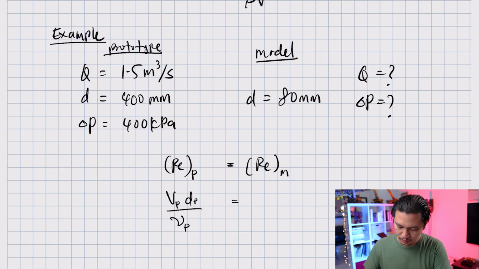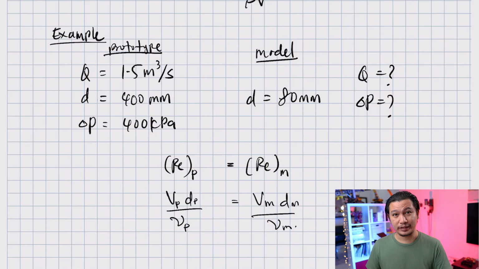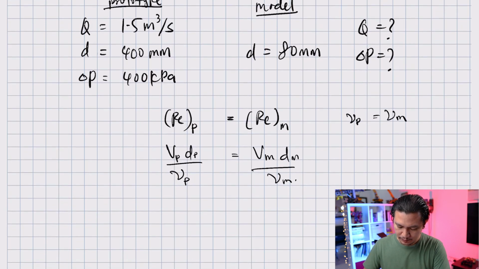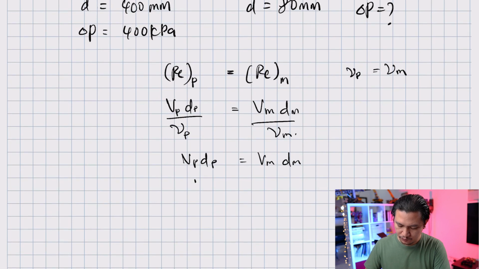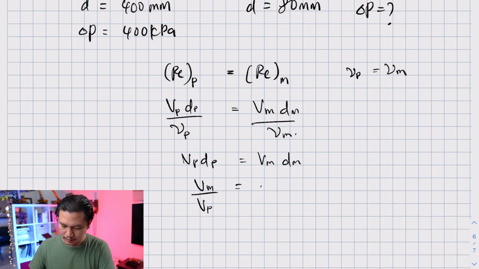And this is equal to velocity of the model times diameter of the model divided by viscosity of the model. And if we are using water, it doesn't matter whether it's the real scale or the model, then viscosity remains the same. So viscosity of the prototype is equal to viscosity of the model. And therefore, we are left with Vp dP equal to V model times D model. And we can rearrange this so that V of the model divided by V of the prototype equals D of the prototype divided by D of the model.